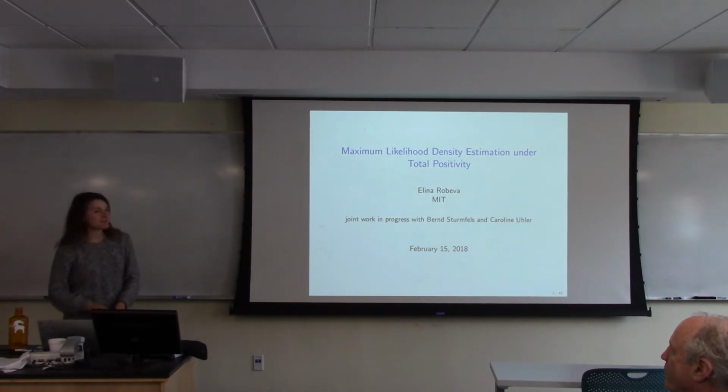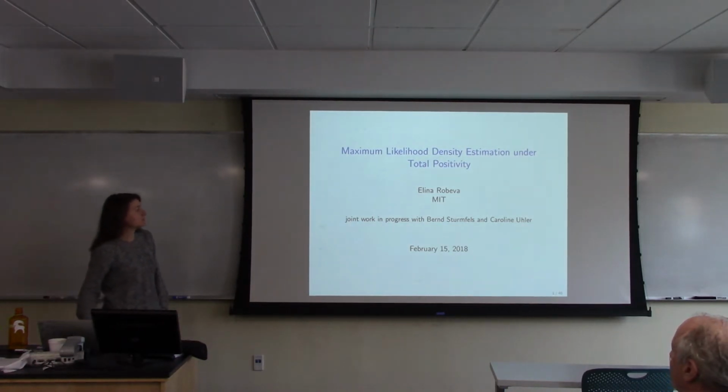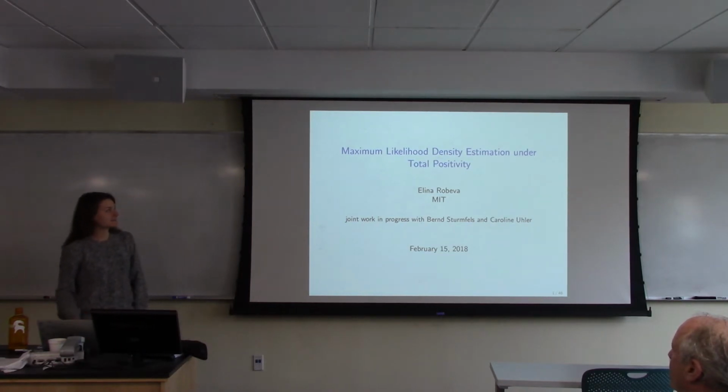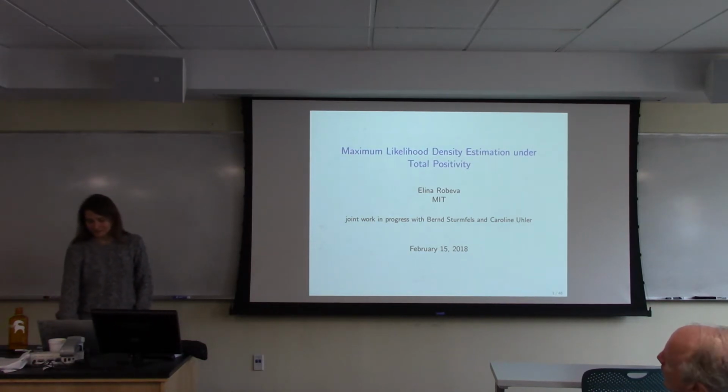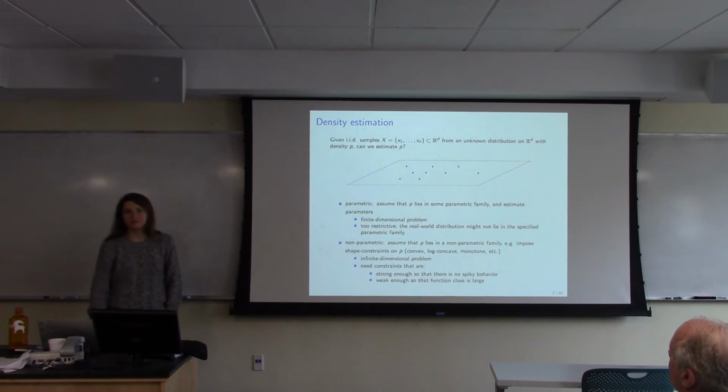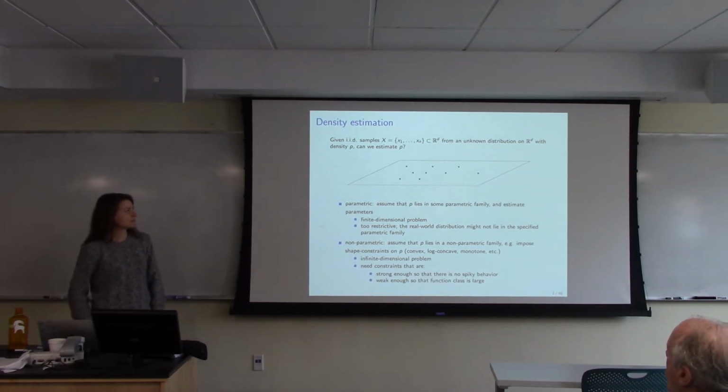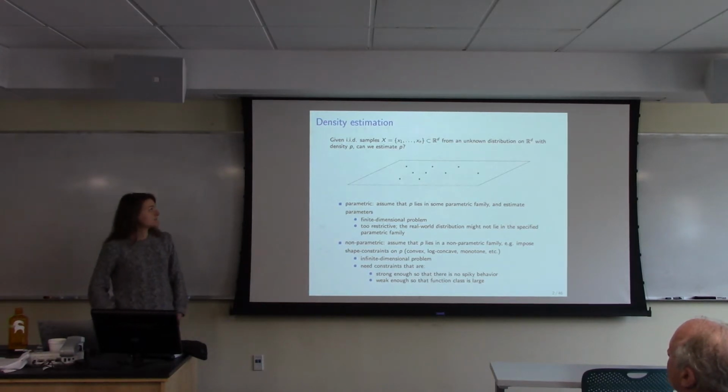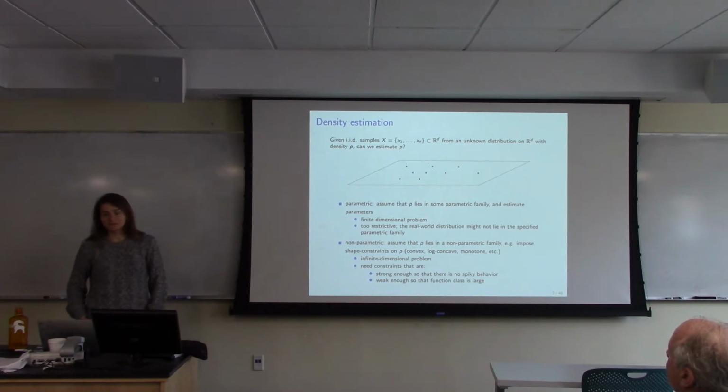So today I'll tell you about some recent work that has been going on in collaboration with Bernd Sturmfels and Caroline Uhler. So we're doing maximum likelihood density estimation under total positivity, and I'll explain what all of these are. Right, so first I'll start by just saying a couple of words about density estimation. So the main problem is that we're given i.i.d. samples x, so those are points in R^d, from an unknown distribution on R^d that has a density p, and we would like to estimate the density p from the samples, and there are two main approaches.